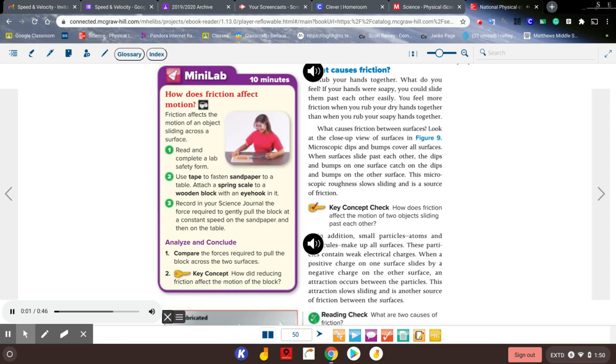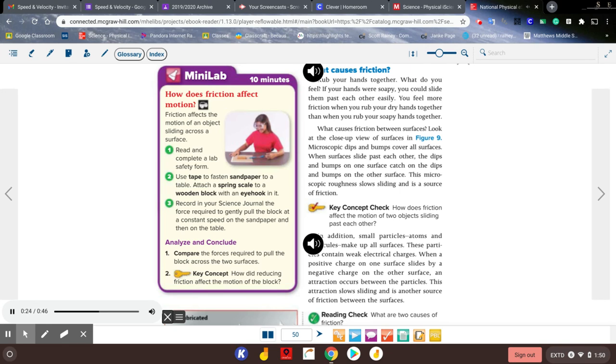What causes friction? Rub your hands together. What do you feel? If your hands were soapy, you could slide them past each other easily. You feel more friction when you rub your dry hands together than when you rub your soapy hands together. What causes friction between surfaces? Look at the close-up view of surfaces in Figure 9.